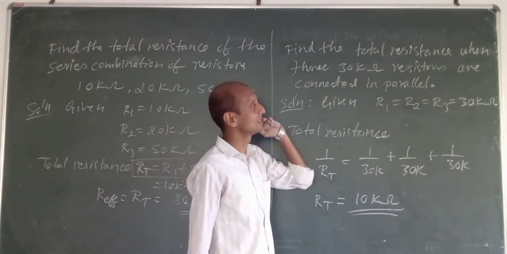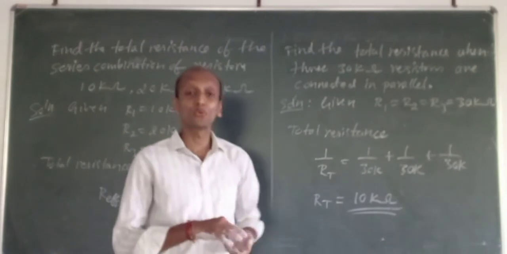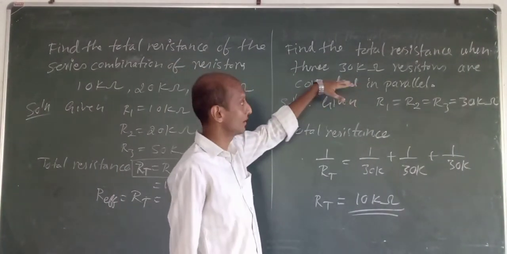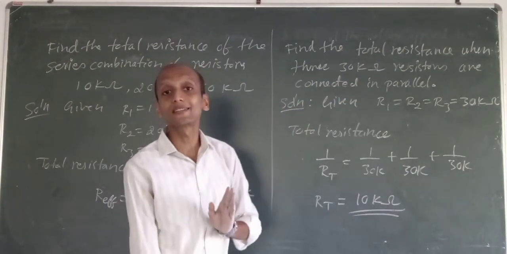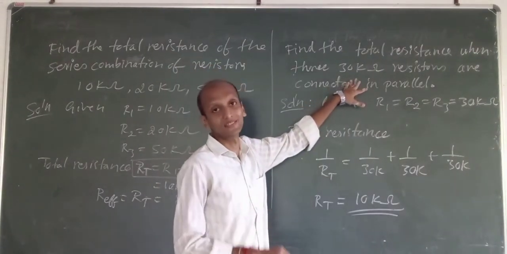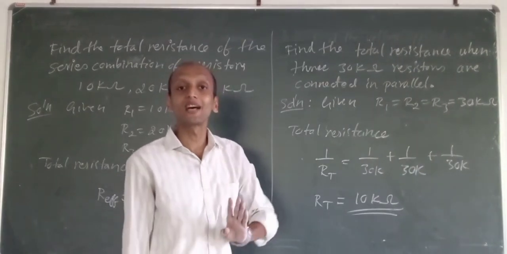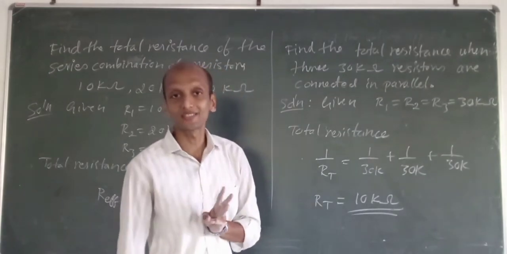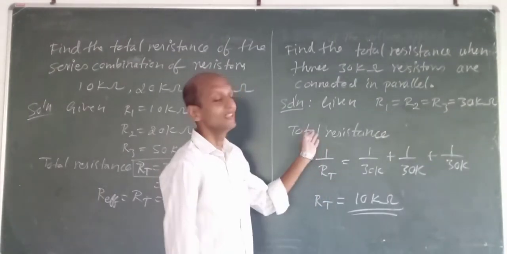Now we will go for another question, to find the total resistance when three 30 kilo ohm resistors are connected in parallel. So what is our question here? Our question is to calculate the total resistance when three resistors are connected in parallel and all three resistors are of the same resistance. Same resistance means what? All three resistors are of 30 kilo ohms of resistance. So we have three 30 kilo ohm resistances connected in parallel. We have to calculate the total resistance of the circuit.